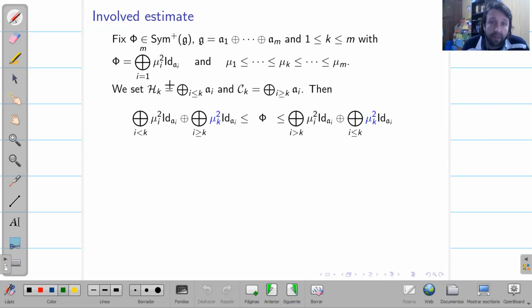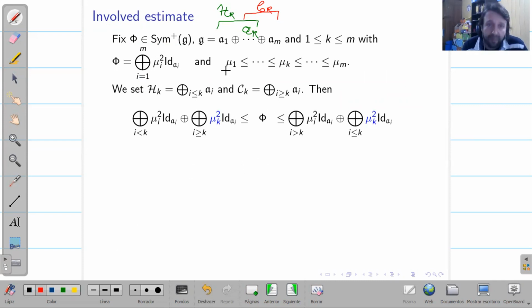So if here is ak, hk, we define hk as the sum, this part. This is hk. And we define ck as this. Now that they have an intersection, ak.